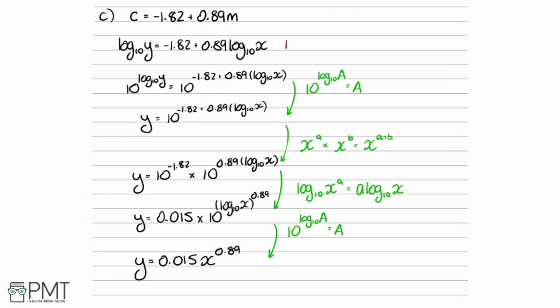So we get 1 mark up here for realising that we can replace c and m. We get another mark for getting down to this line and making y the subject. We get another mark here for both these lines, so realising we can split it up using our indice laws, and then bringing the 0.89 up to be a power. And then we get 2 marks down here for getting both 0.015 and 0.89.